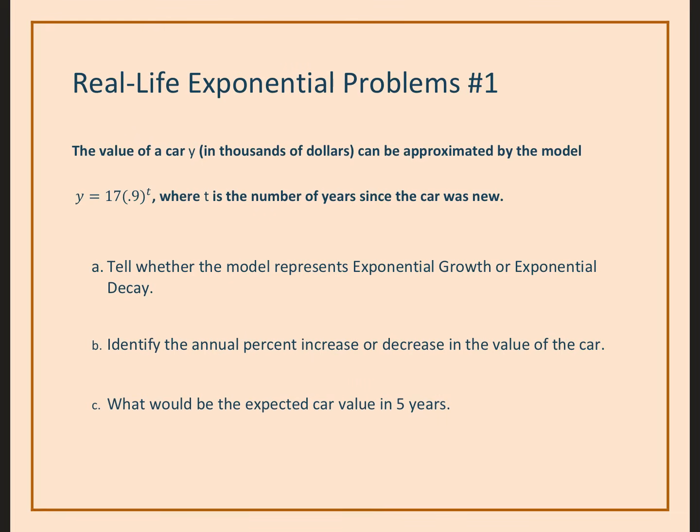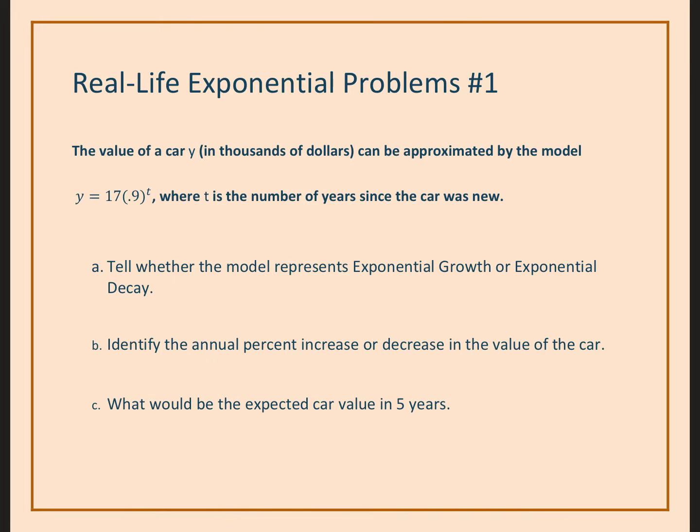So let's get into using those models for this problem. It says that the value of a car can be approximated by the model y equals 17 times 0.9 raised to the t, where t is the number of years since the car was new. So y is the value of the car in thousands.